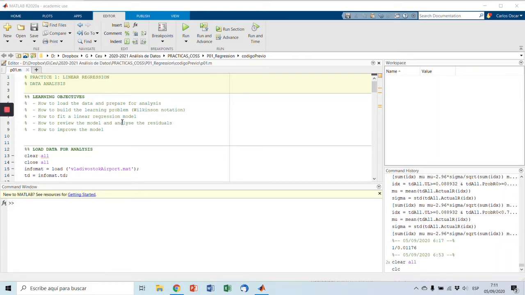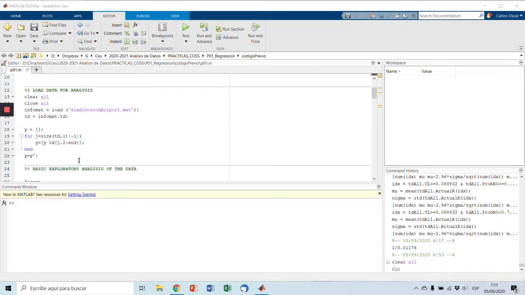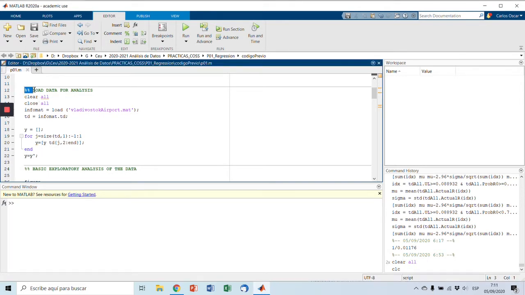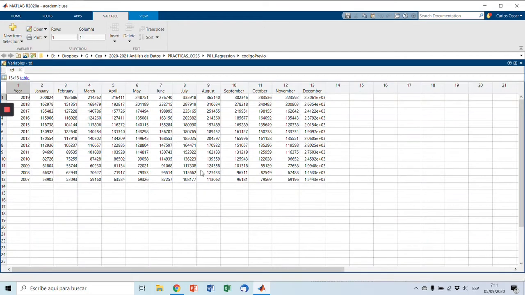For this first demo, we have chosen the number of passengers through the Vladivostok airport through a number of years and months. So let's load the data. If you divide your MATLAB code into blocks using this double percent symbol, you can run a single block, as we have done here. So let's have a look at the data.